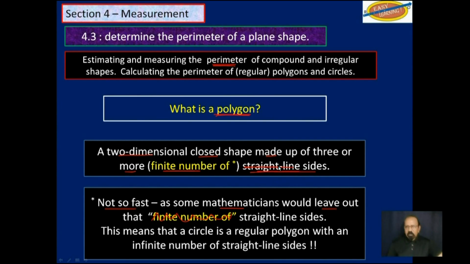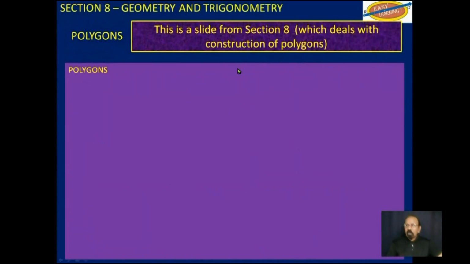Now, according to this other definition, a circle is a regular polygon with an infinite number of straight line sides, because if you take a circle and you divide the circumference into, let's say, 1 billion pieces, then each of the little pieces becomes a straight line. However, we will work with this one, even though technically a circle can be considered a regular polygon with an infinite number of sides. So let's look at polygons, leaving out the circle.